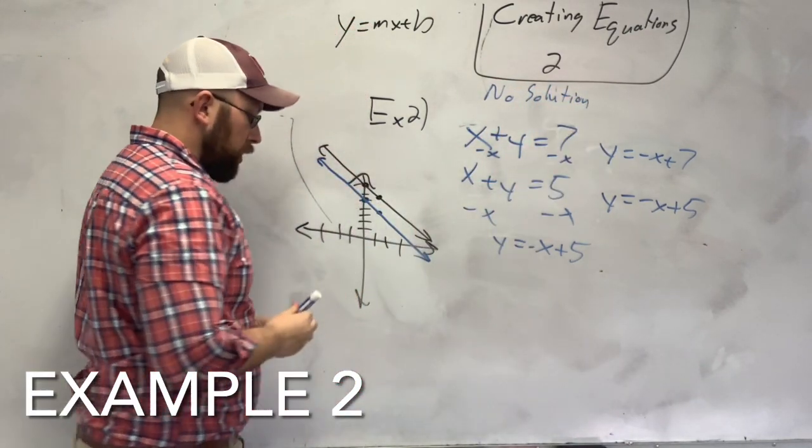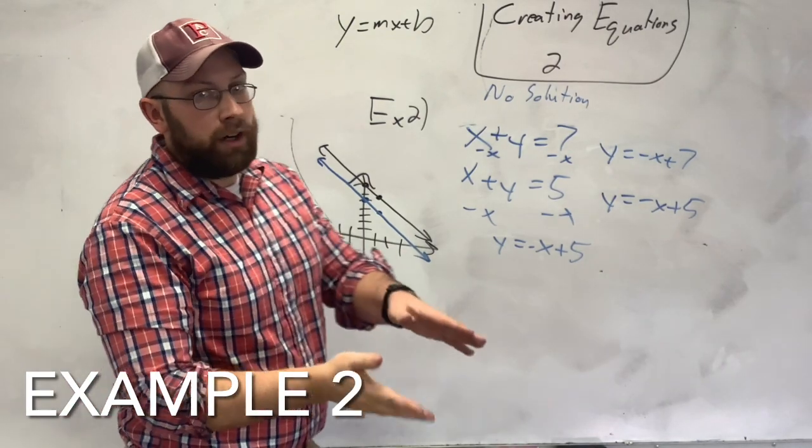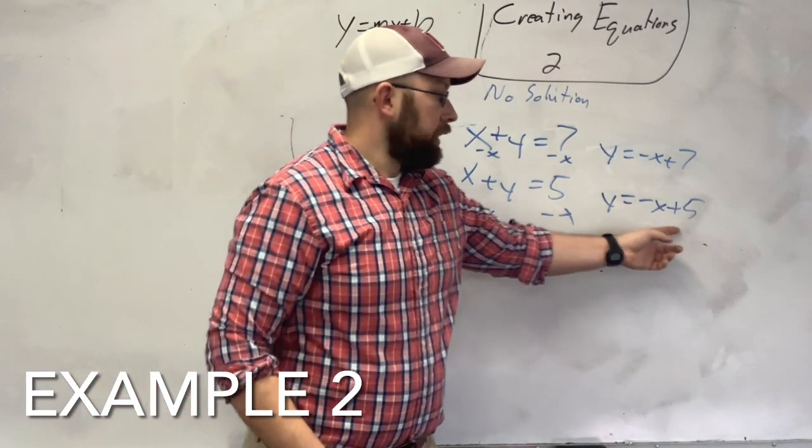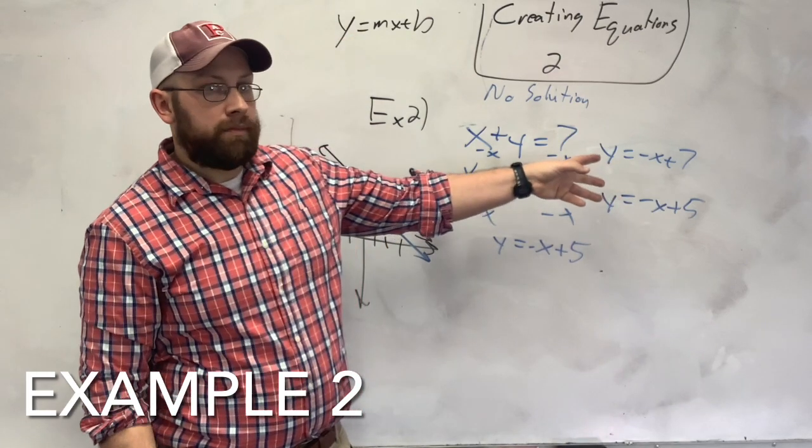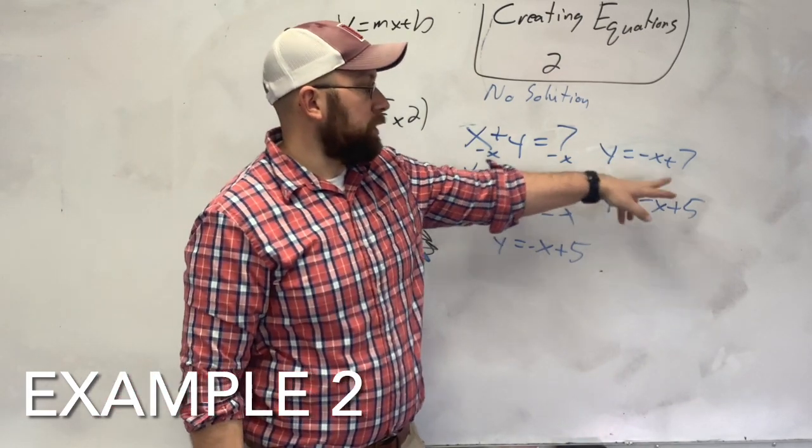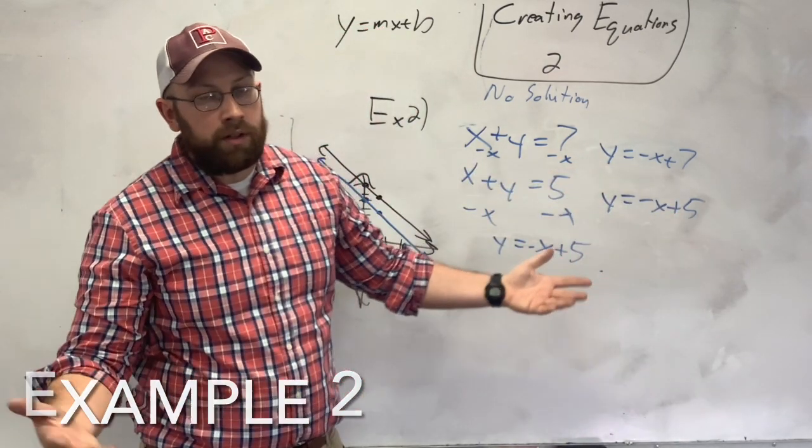They have the same slope but different y-intercepts, so they're going to go forever and ever parallel to each other for all time. So again, once you have ones that have the same slope but different y-intercepts, there's no solution.